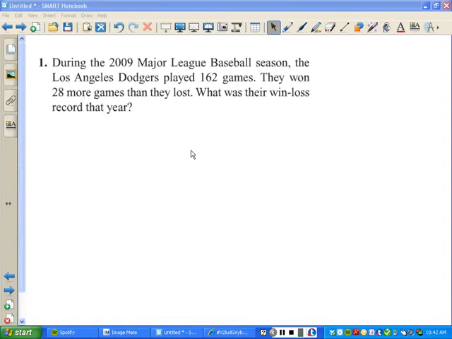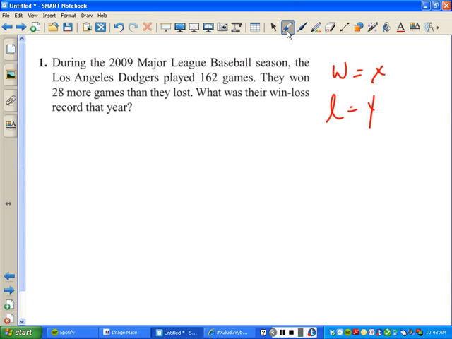During the 2009 Major League Baseball season, they played 162 games. They won 28 more than they lost. So they won a certain number of games, we'll call that X. They lost a certain number of games, we'll call that Y. We know that collectively they played 162 games and there were no ties. So X plus Y equals 162.